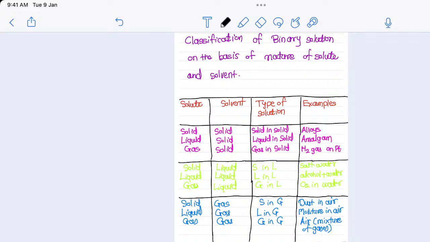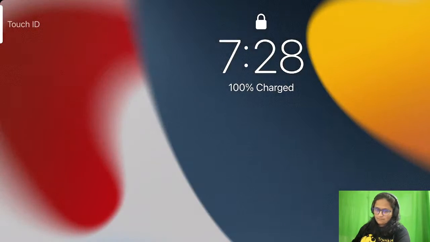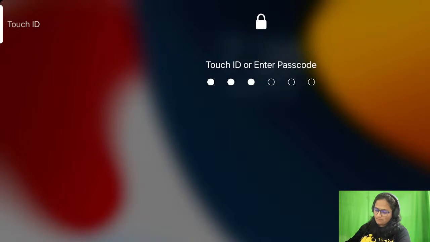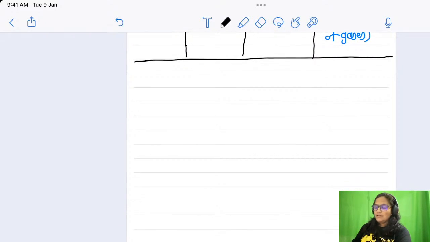Okay, I hope you have taken a screenshot of this page, and if you have any doubt in this, please let me know, so that we'll discuss that, and then we'll discuss the next part from this chapter, from this topic. So after the classification, we are going to discuss another type of classification of the solution on the basis of the quantity or amount of solute present in it, right?